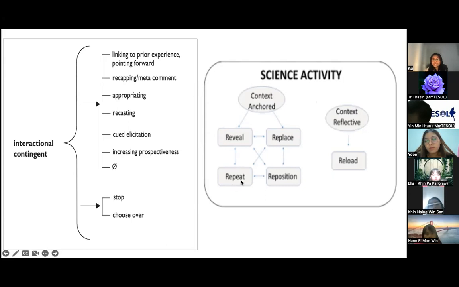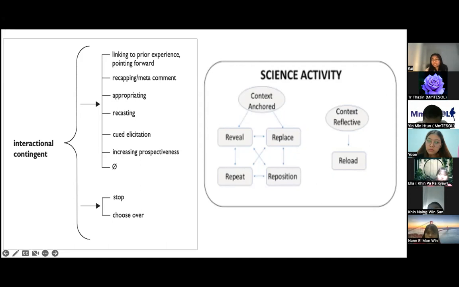And also repeat. If this is the keyword that I want students to use throughout the lesson, I will repeat that word in my explanation. And replace, so that is clear, we replace a word with another word. And also reposition. Let's say students are discussing the idea but use informal language, so we use academic words for that informal usage. We reposition the academic words in their informal discussion.